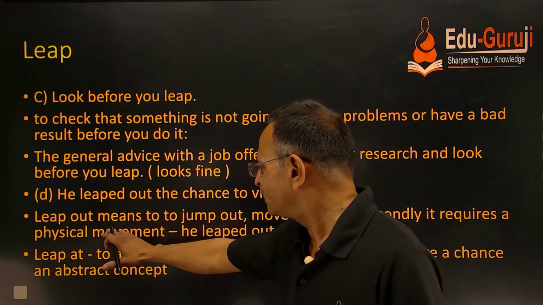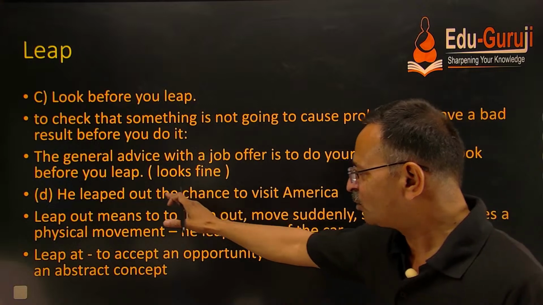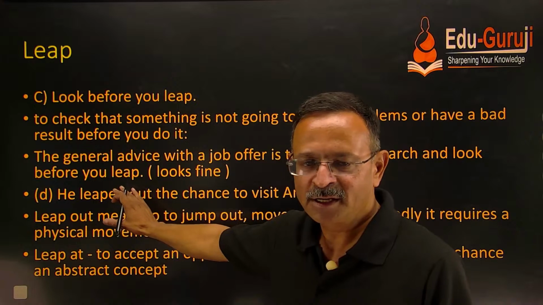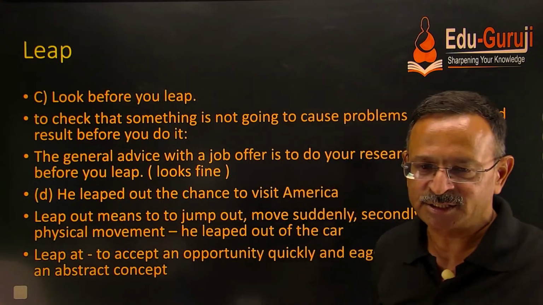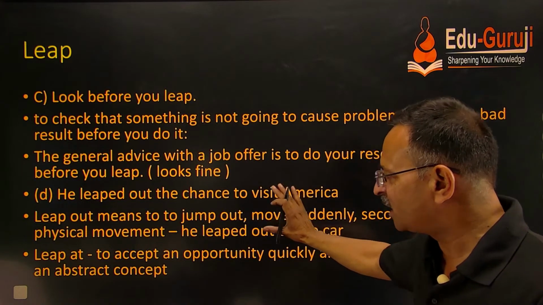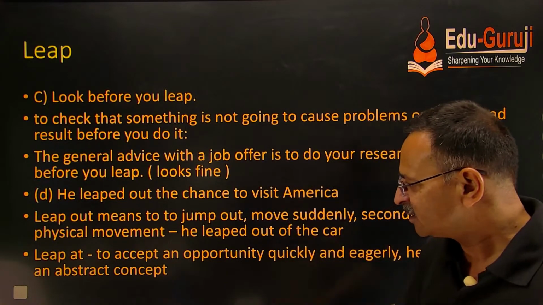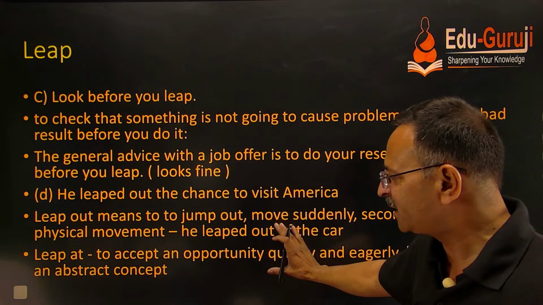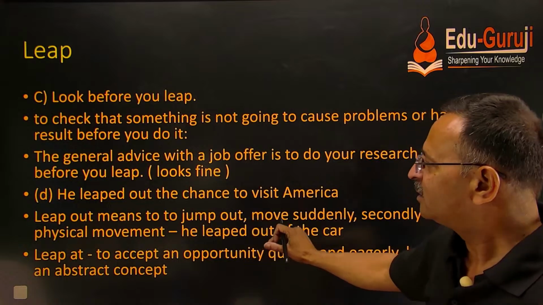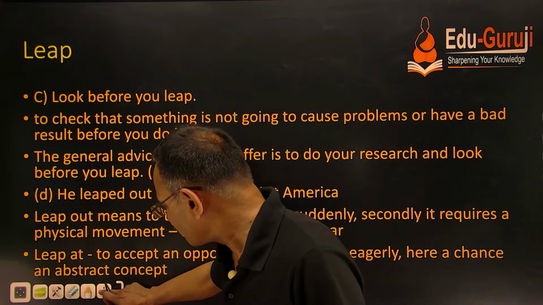Leap at. So if you put it, he leaped at the chance to visit America. What does it mean? He quickly recognized the opportunity and he grabbed it. That is how we use leap. So the correct answer would be D, that is, he leaped out at the chance to visit America. Two important things you should know: first, there should be a physical movement. That's very important. The rest are quite okay.